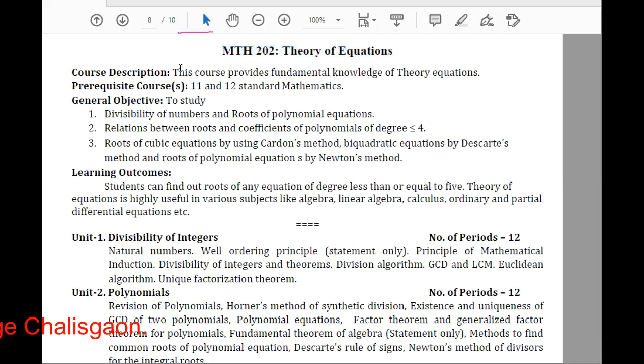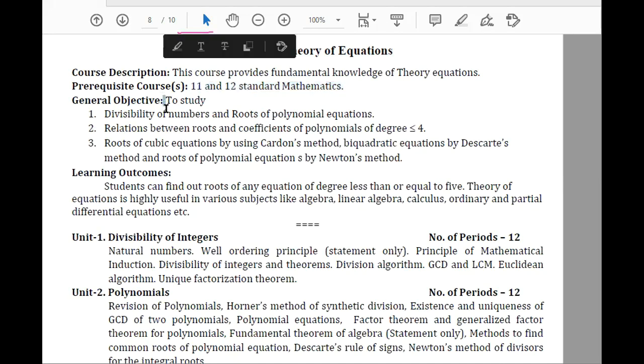This course provides fundamental knowledge of theory of equations. Prerequisite: we require standard 11 and 12 mathematics to understand this course. The objective of this course is to study divisibility of numbers and to study roots of polynomial equations.